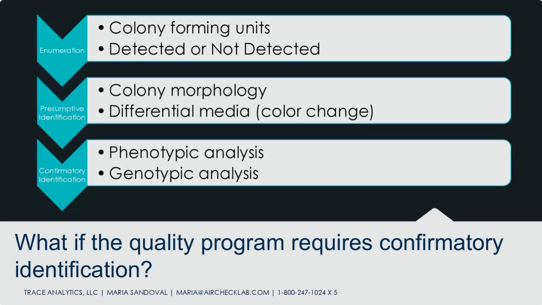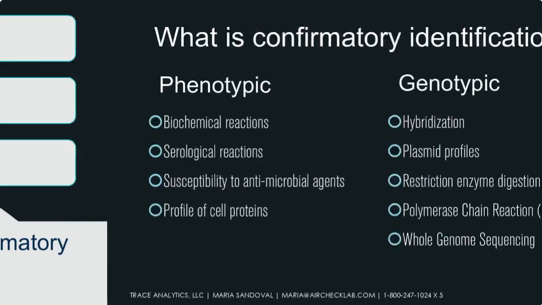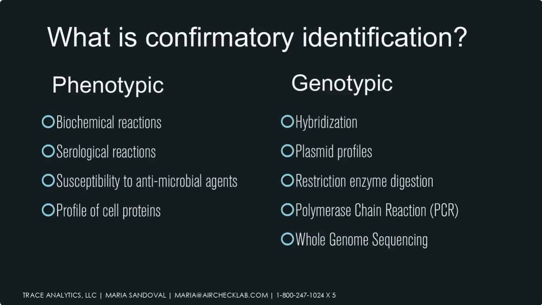But if you are very specific, let's say you've been dinged in the past for having Listeria-positive food products, and you need to have 100% assurance that you don't have that organism there at the time of sampling, then your system might ask for confirmatory identification. And what that's doing is looking at phenotypic analysis or genotypic analysis. So these are the types of confirmatory identifications that are available for microbiology.